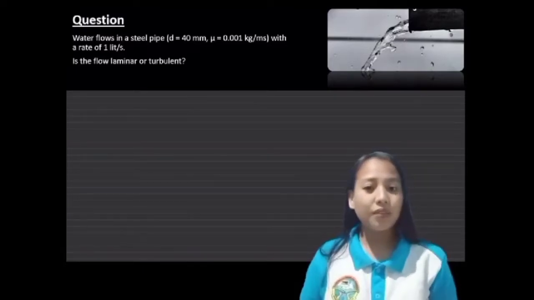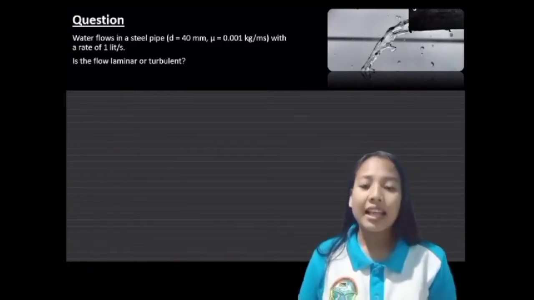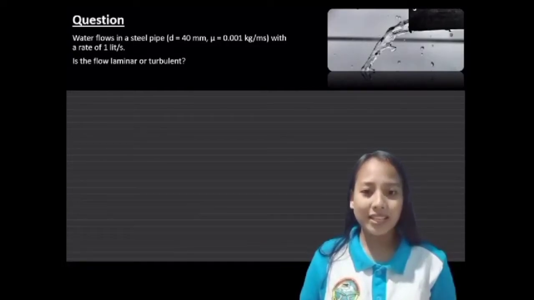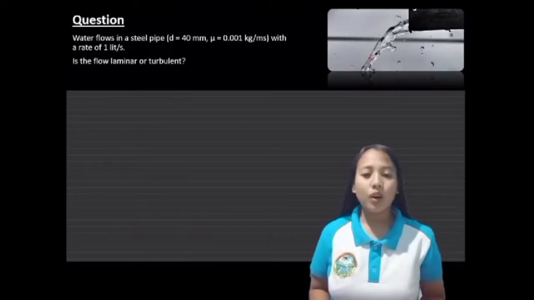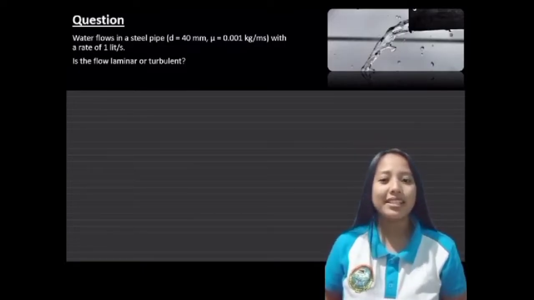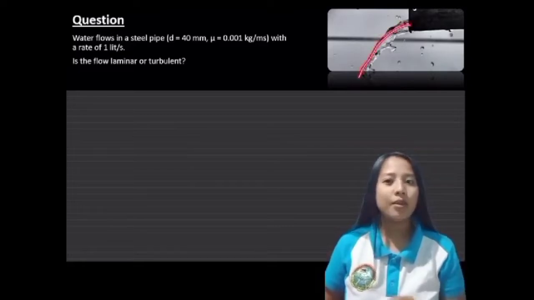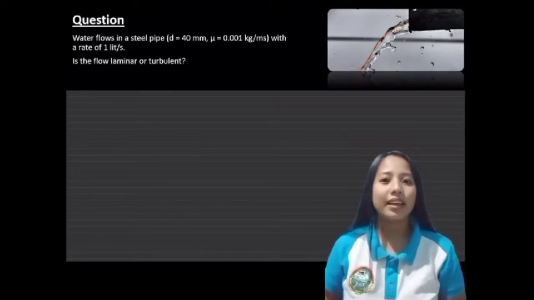Because we know that if the Reynolds number is higher than 4,000, then we can say that the flow is turbulent. That means the water is just going in all directions, just like you can see here, whereas if the Reynolds number is less than 2,000, that means the flow is laminar. That means it's flowing like a straight line coming out of the pipe.